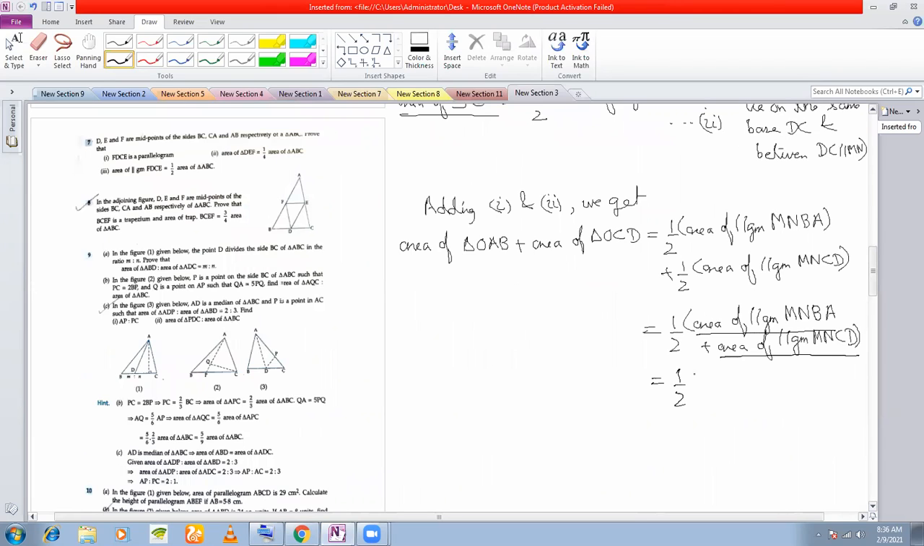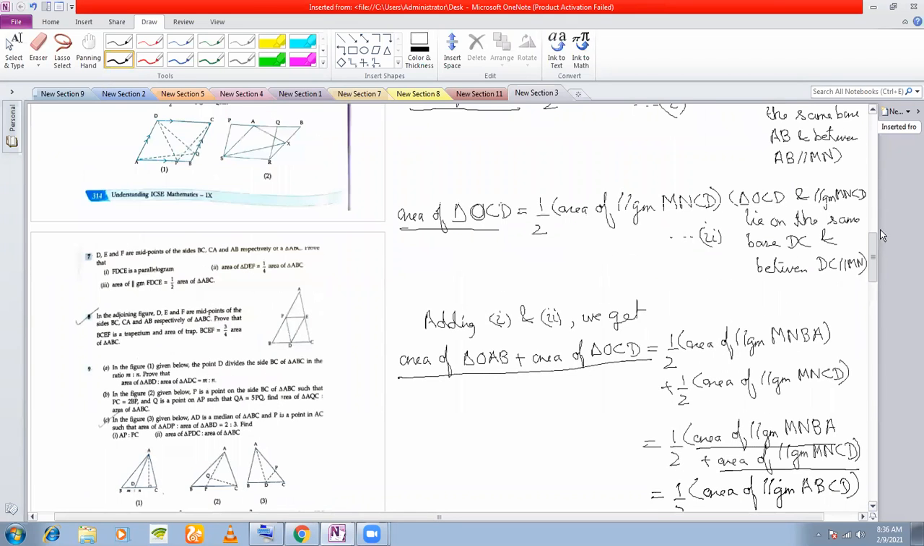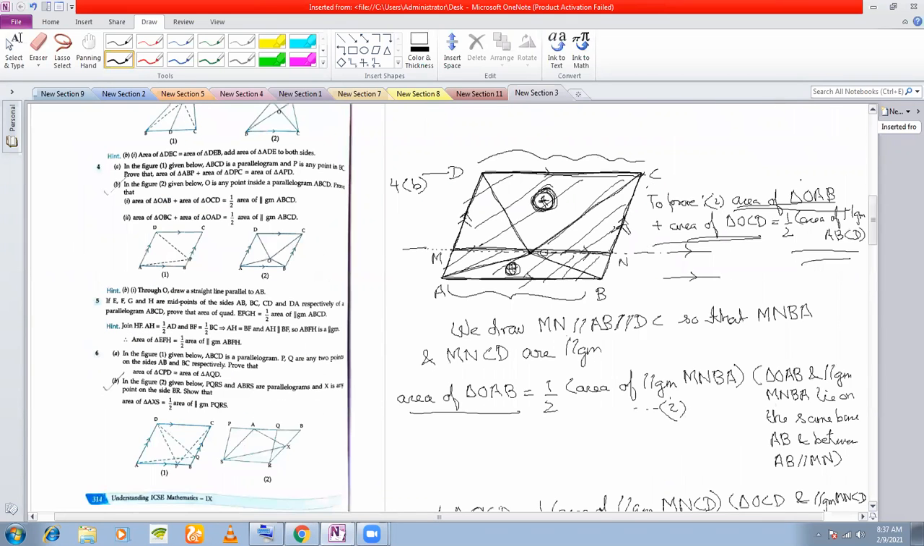So therefore now we can write half the sum of the areas of these two parallelograms is equal to half the area of the parallelogram ABCD. And this is what we had to prove, that area of triangle OAB plus area of triangle OCD is equal to half the area of parallelogram ABCD. That is what we had to prove here, and we have finished the proof.